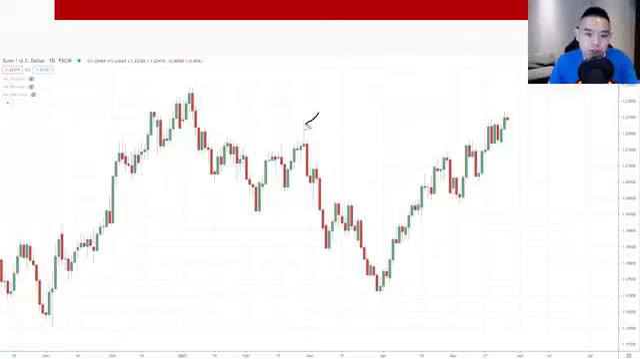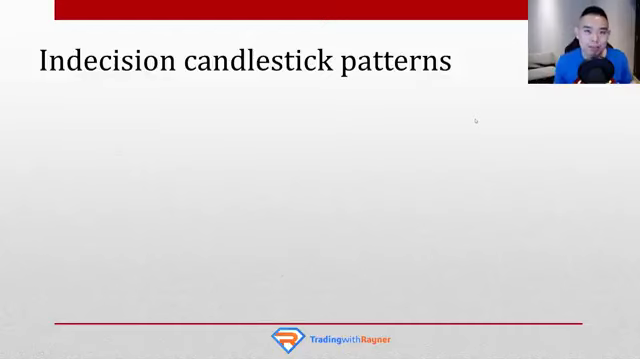So yes, even though this isn't what a textbook will call a shooting star pattern, I would say this to me is still a bearish pattern because the market has rejected higher prices. So moving on, let's have a look at indecision candlestick patterns.